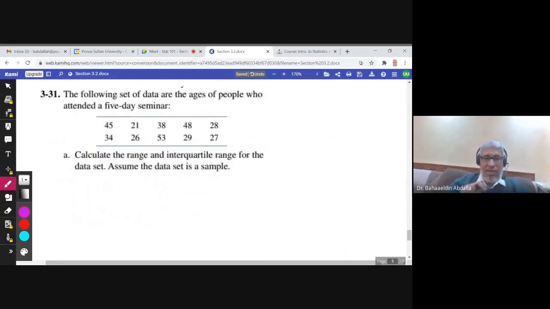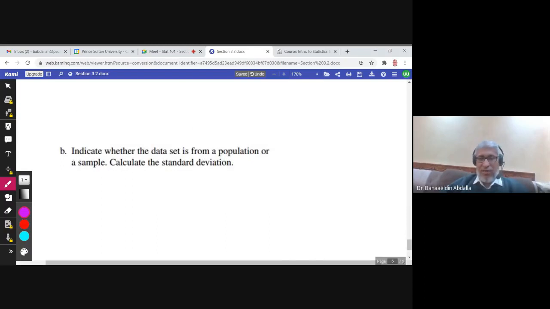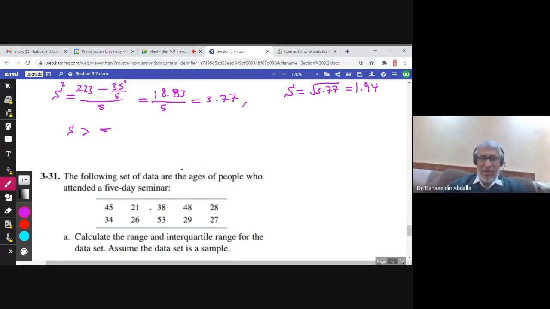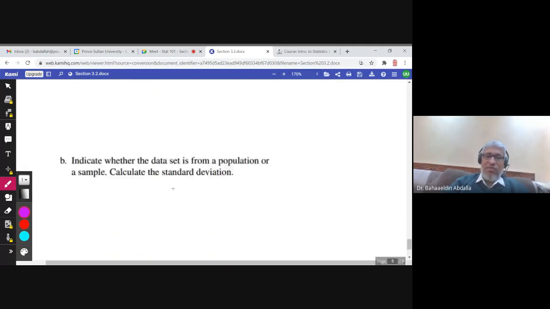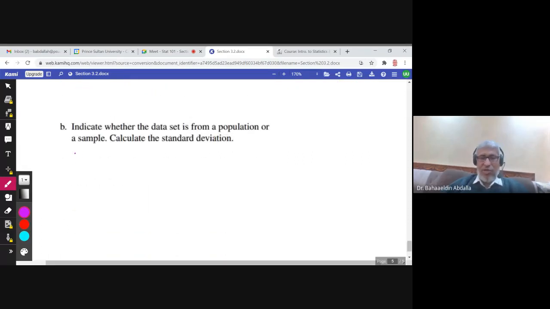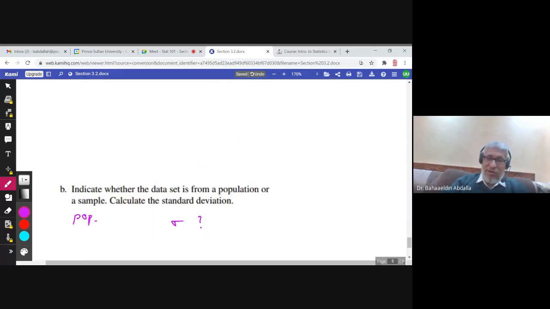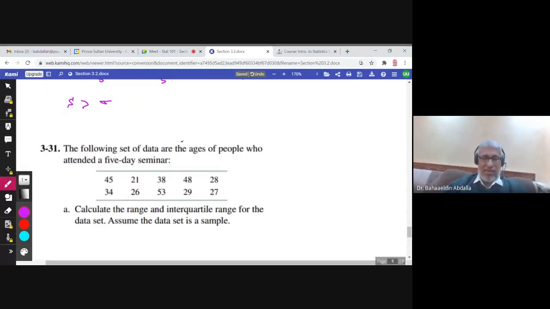I leave 331 for you to answer part B, which is you indicate the data set is population or sample, and you calculate the standard deviation. Of course, you will understand from here. He says the set of data are the ages of people who attended a 5-day seminar. So these are the ages of all people who attended the seminar. So it is in fact a population. So this is a population, and you need to find sigma, which is the standard deviation. You find the variance first, and then you find sigma, the standard deviation.